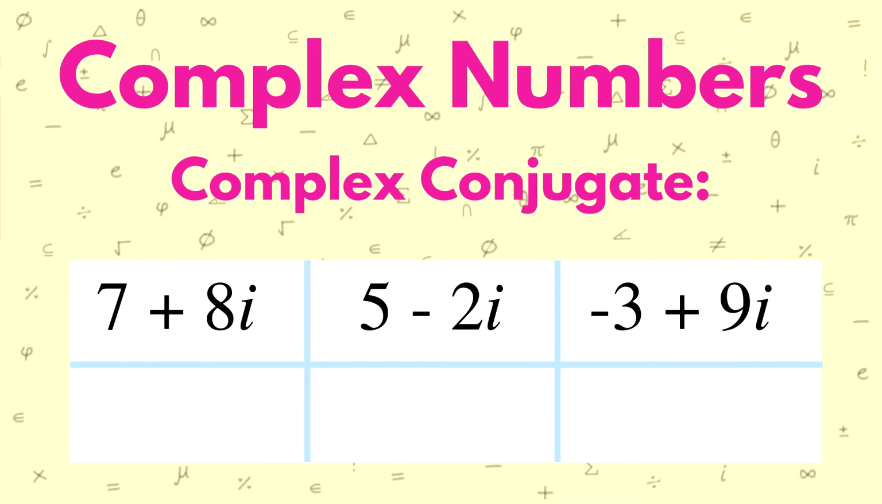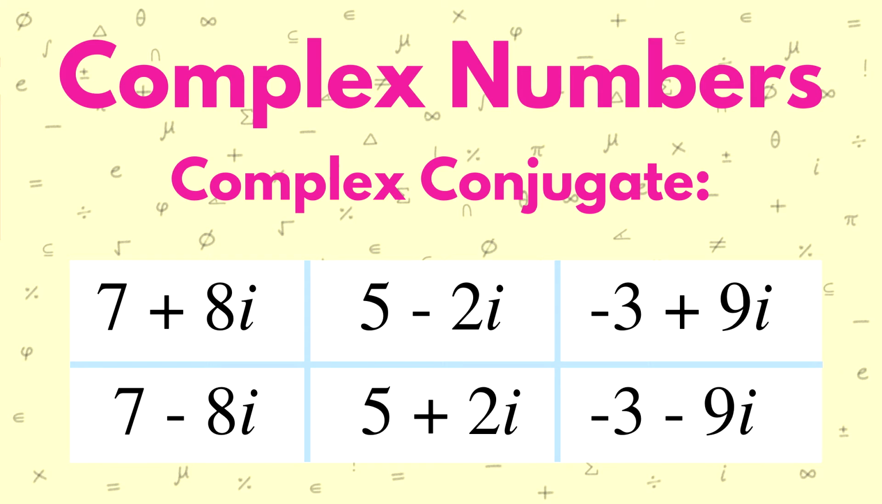The conjugate of the first one would be 7 minus 8i, the second one would be 5 plus 2i, and the last one would be -3 minus 9i. Notice you keep the real part the same, you only change the sign of the imaginary part. So that's how you find the complex conjugate of a number.